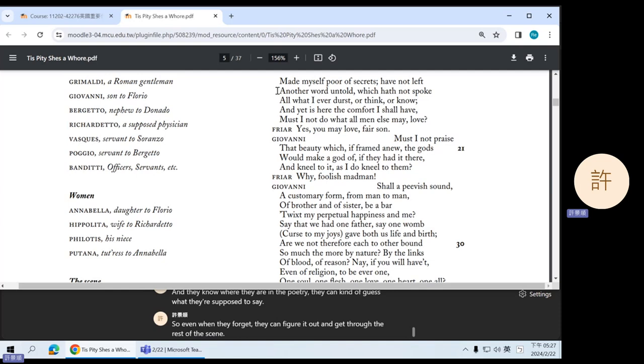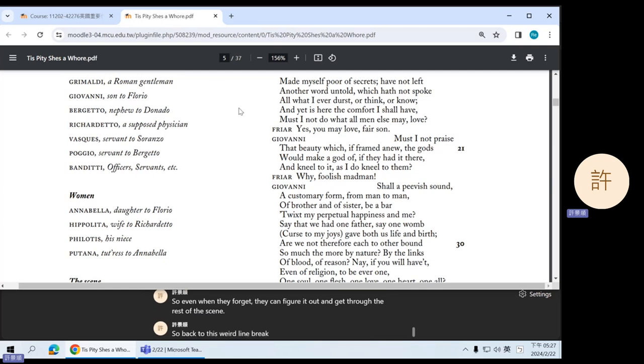So back to this weird line break. Why are the lines like this? Because this is one line of poetry. Yes, you may love, fair son, must I not praise. One line. So when you're counting the lines, right, on the right you have the line numbers, 21, 30, etc. This counts as one line. It's divided between two people, but it's counted as one line.